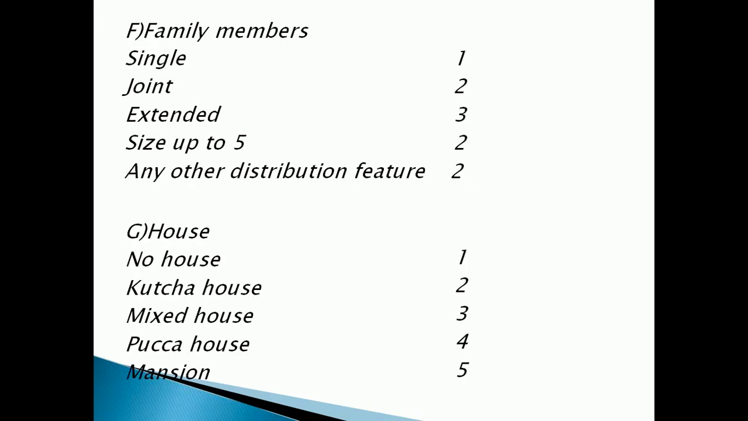Then coming to family: if the person is single in the family, the score is 1, joint family 2, extended family 3, and size up to 5 given score 2. Any other distribution feature of the family, then 2 is given. Coming to housing status: no house 1, kacha 2, mixed house 3, pakka house 4, mansion 5. What do you mean by kacha house? The house which is made of kacha material, like thatched houses and huts. But pakka house means cemented materials, bricks, bonded bricks, etc.